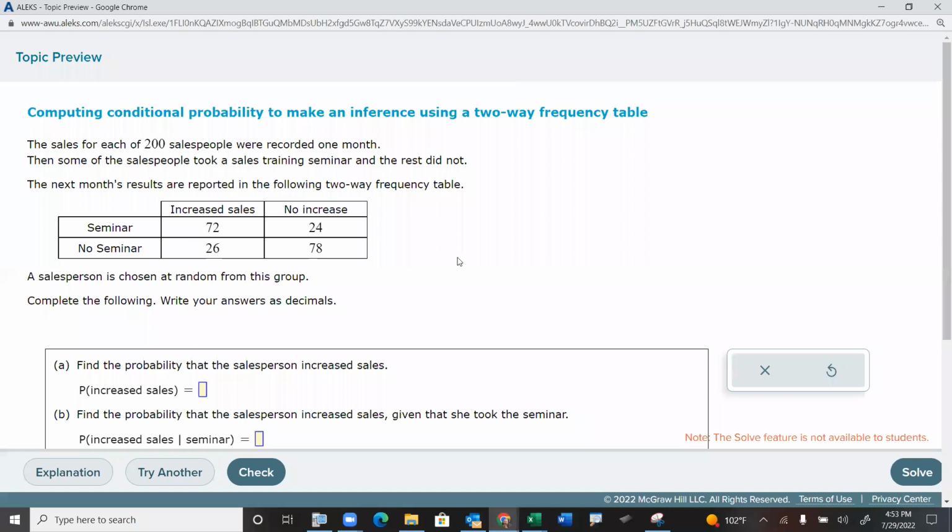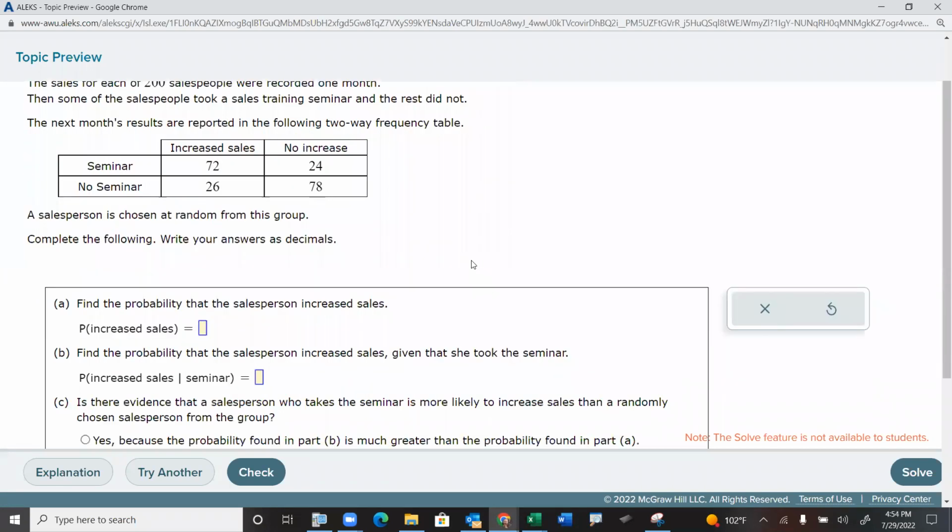Okay, so now we've got the sales for each of 200 salespersons reported for 1 month. So they're all going to add up to 200. Then some of the salespeople took a sales training seminar, and the rest did not. The next month's results are reported in the following two-way frequency table. That's where these 200 people come from. A salesperson, one out of these 200, is chosen at random from this group. Complete the following table and write your answers as decimals. Good thing I got my calculator handy again.